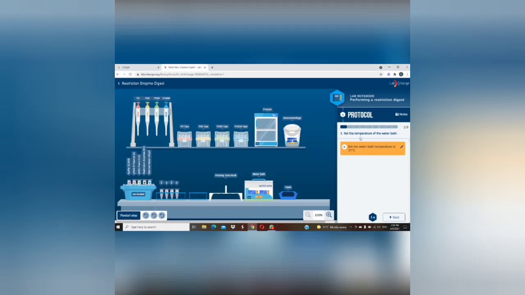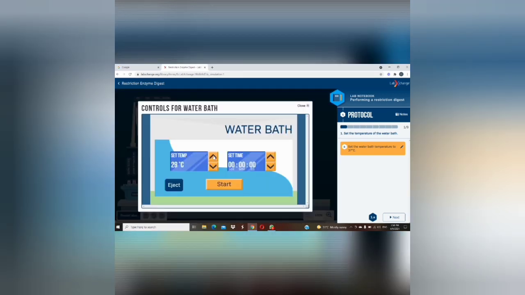Number 1, set the temperature of the water bath. Have to set the temperature for 37 degrees Celsius.